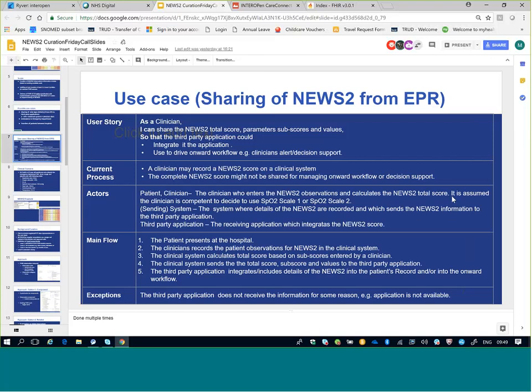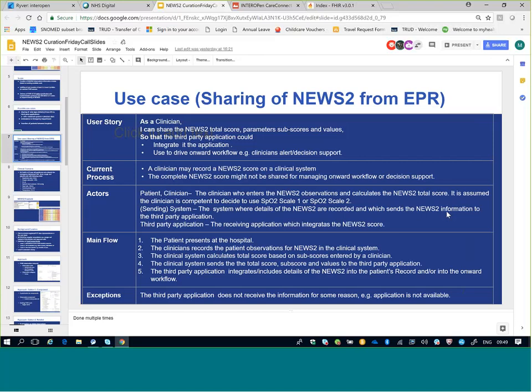I think confusion is difficult enough. I think we had a lot of discussion about this, and it is true that the decision as to whether to use scale one or scale two is even more complex, which is why at the moment we haven't attempted to solve that problem from a computational point of view. We've just said that it's going to be the responsibility of the people who are originating the score to make a correct decision as to whether the person should be assessed on scale one or scale two.